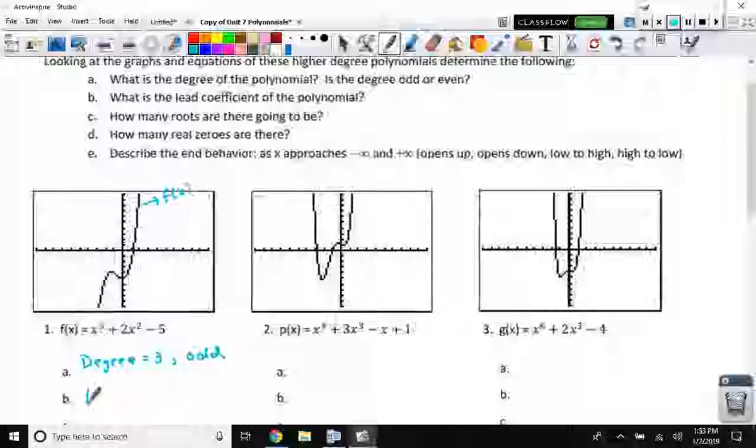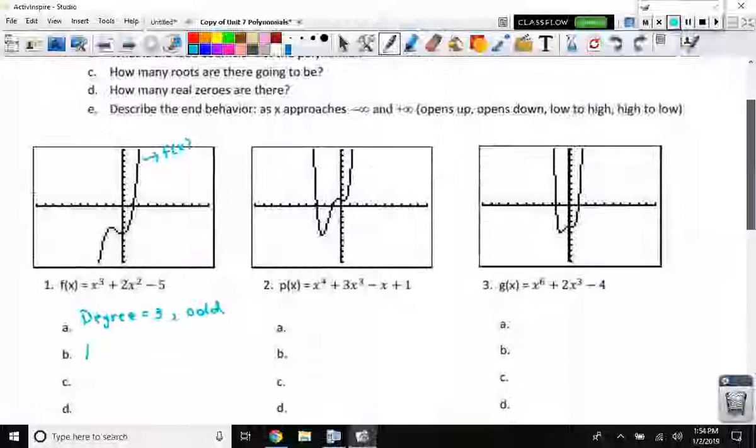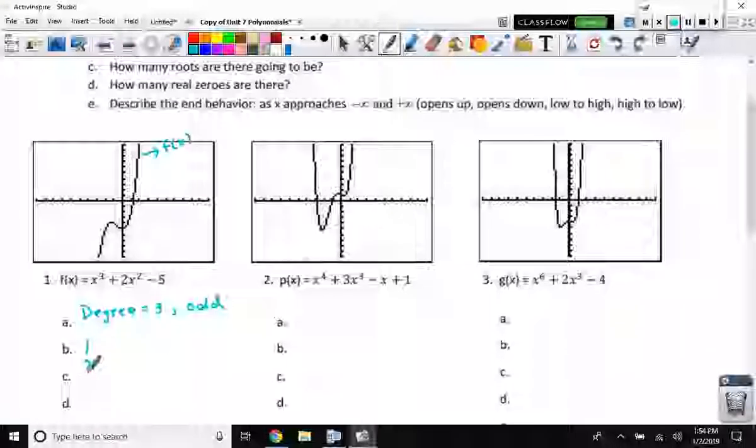How many roots are there going to be? In other words, how many solutions when y equals 0 are there going to be? 3, the degree, right? Whatever the degree is, there's going to be 3 solutions. How many of them are real? 1. How do I know that? Can I tell that by looking at the equation? No, but I can look at the graph, right? So there's 1 that's real.